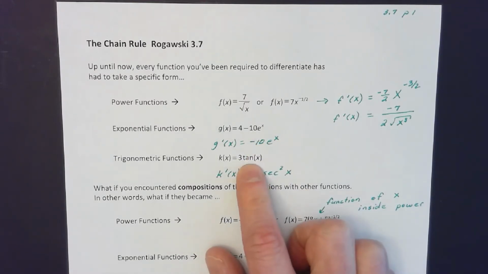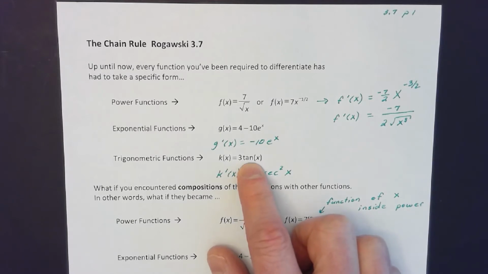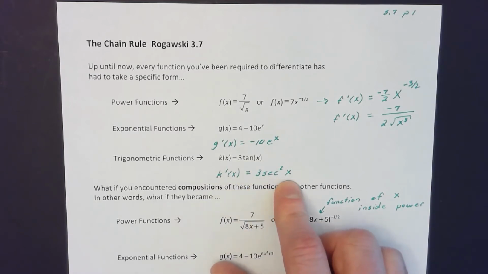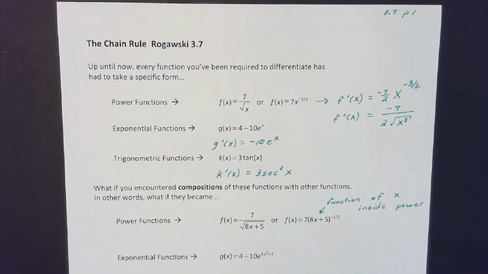If you have a tangent function, you know that the derivative of tangent is secant squared, so the derivative of 3 tangent x is simply 3 secant squared x. Okay, but what if we make these functions more interesting? And by more interesting, I mean, what if it's a function inside of a function?